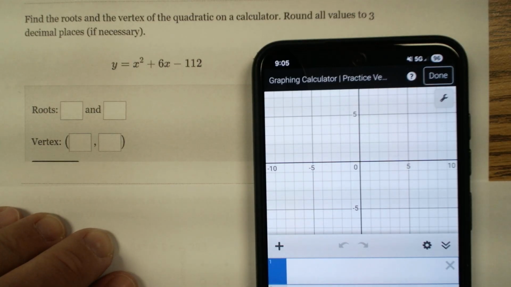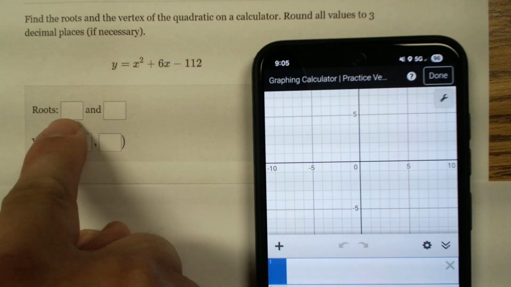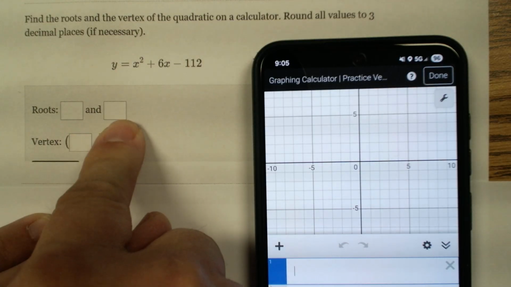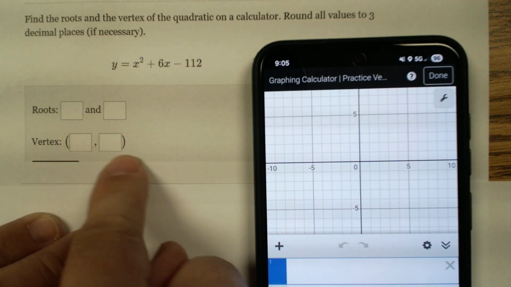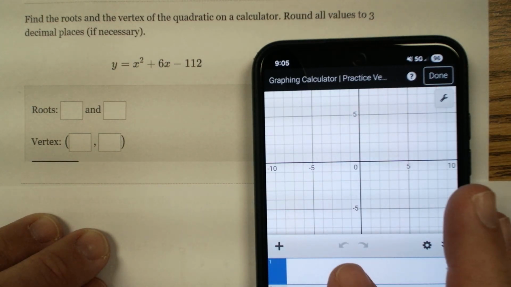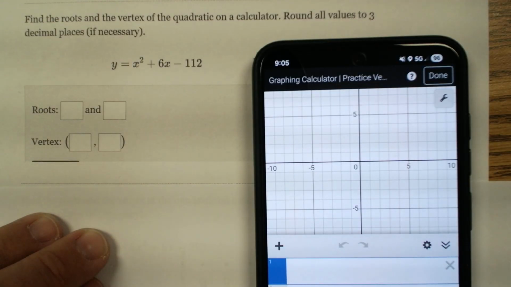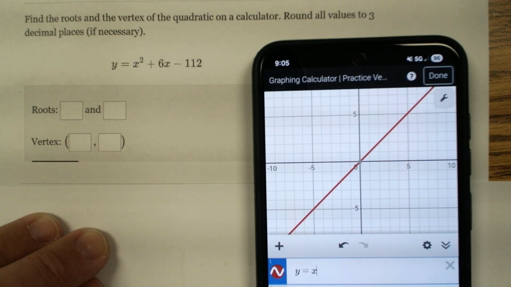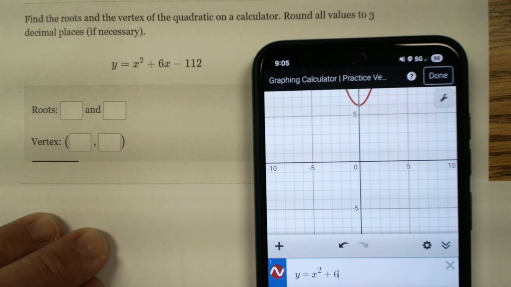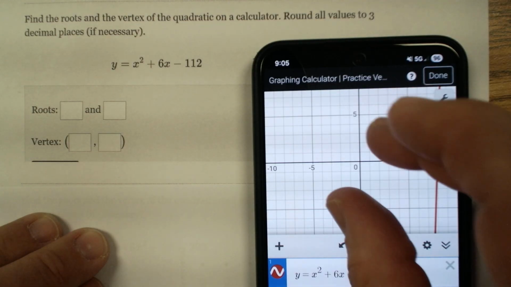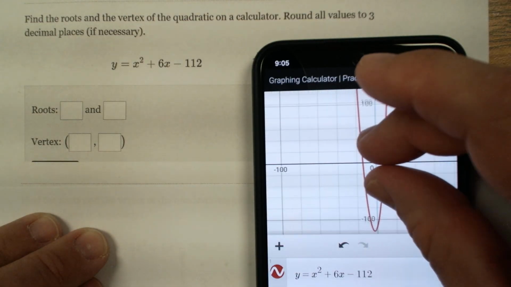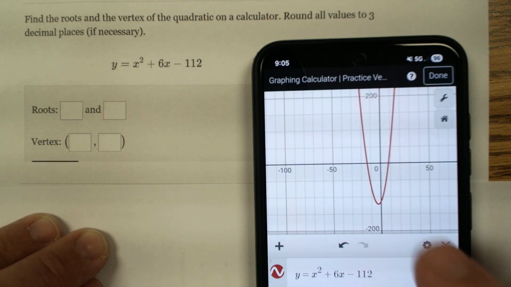All right, so on the next group of problems, it actually says on a calculator in the instructions, we're going to find the roots and the vertex. Roots is something I've shown to do with quadratic formula. Vertex is something I'm going to show now. So I'm just going to go ahead and be like, hey, you can actually do this by hand or you can use a calculator. So I'm going to go and type in the function y equals x squared plus 6x minus 112. And I'm going to zoom out a bit to get my image on the graph.